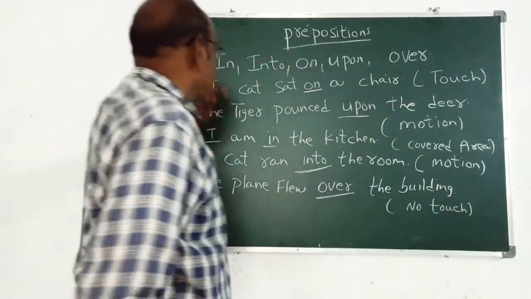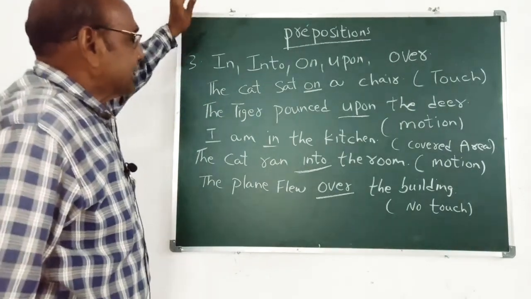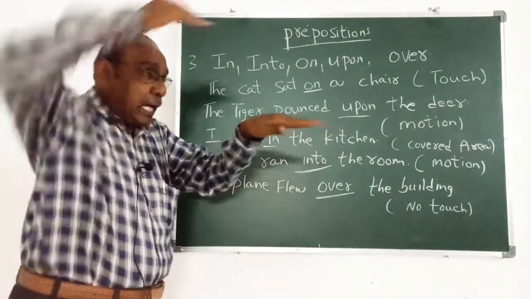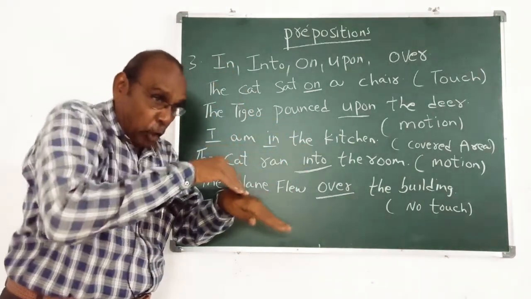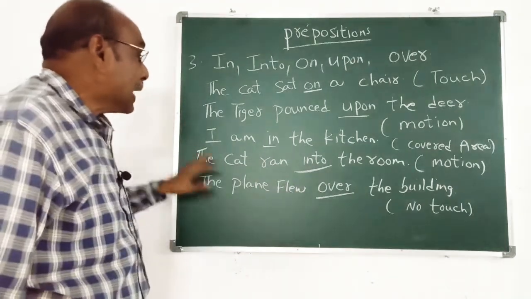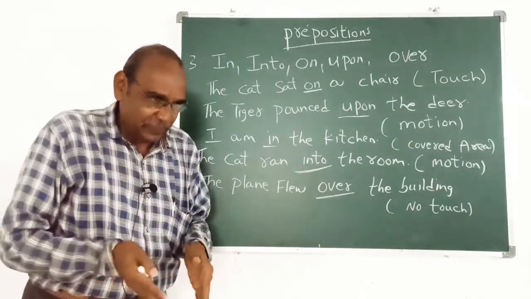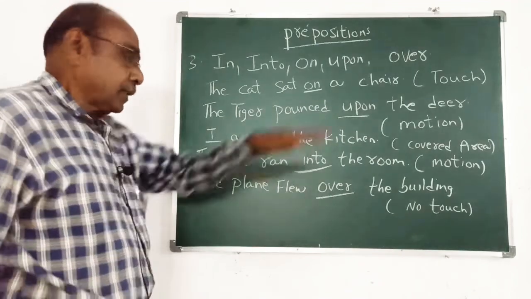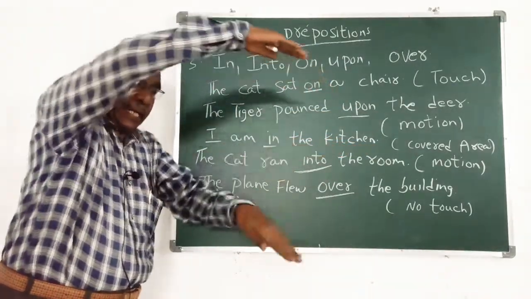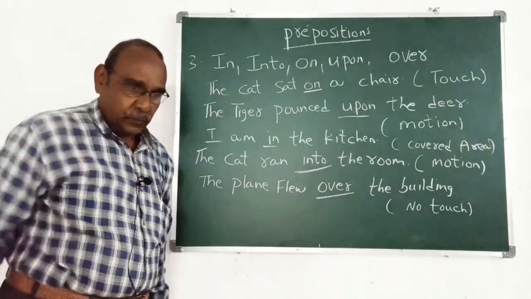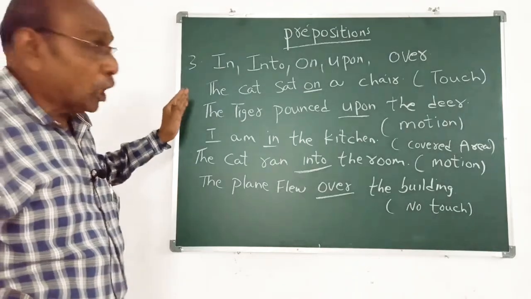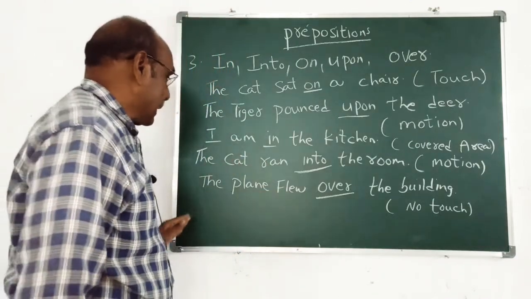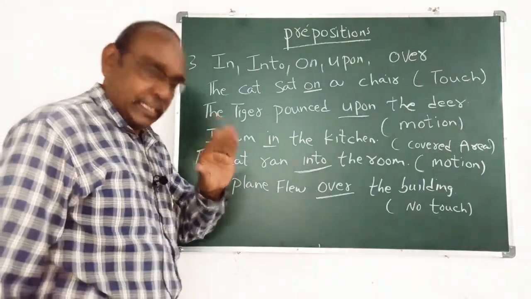Okay. So once again, look. On: the cat sat on a chair, touch. The tiger pounced upon the deer, up and then touch, upon, motion, movement. I am in the kitchen, covered area. The cat ran into the room, motion, action is going on. The plane flew over the building, no touch. Clear? On, touch. Upon, motion. In, covered area. Into, motion. Over, no touch.